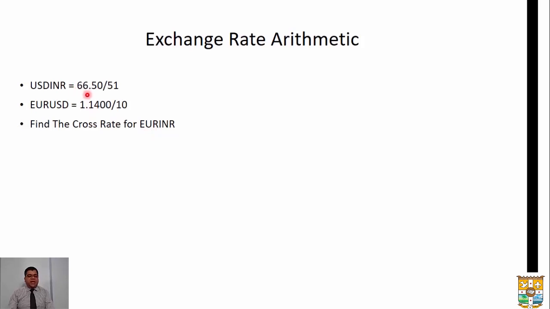Notice that in this case, the quotes are from the point of view of the market maker. Okay, and both the bid and ask rates are given. So when we calculate the rates, we will have to find out both the bid rate and the ask rate that the market maker will quote for Euro INR. First, let us look at the bid rate, how that is calculated.